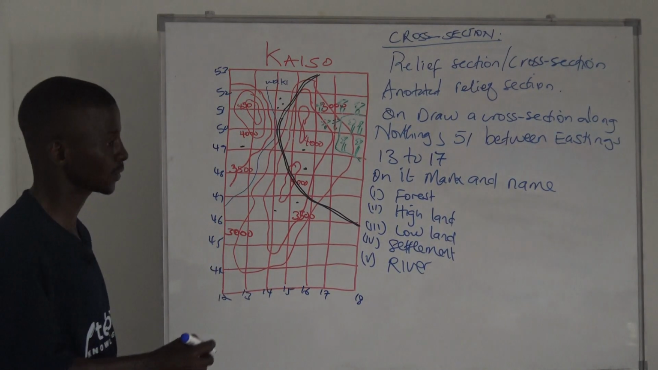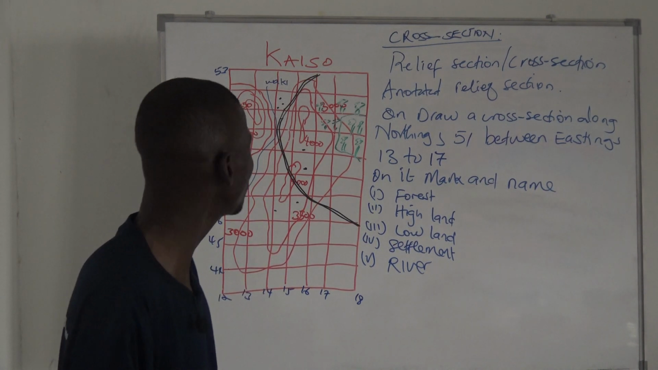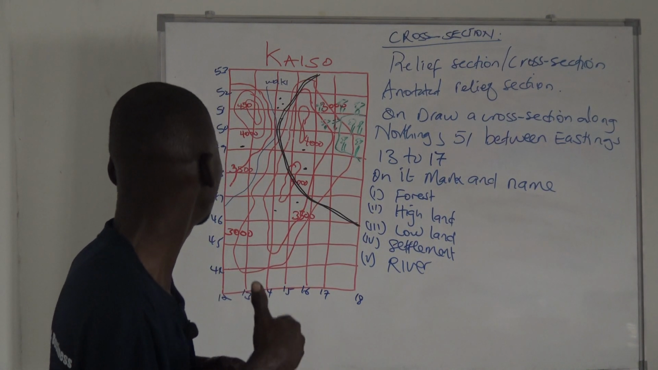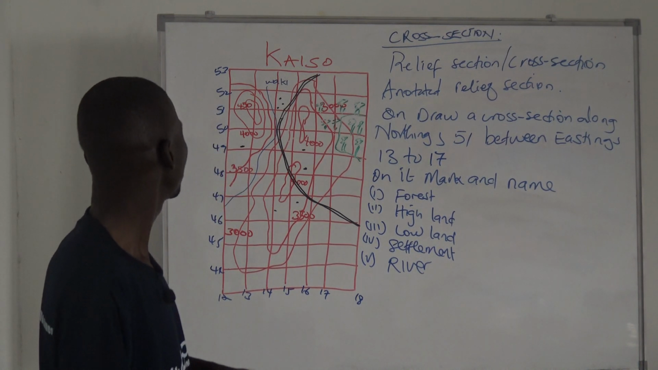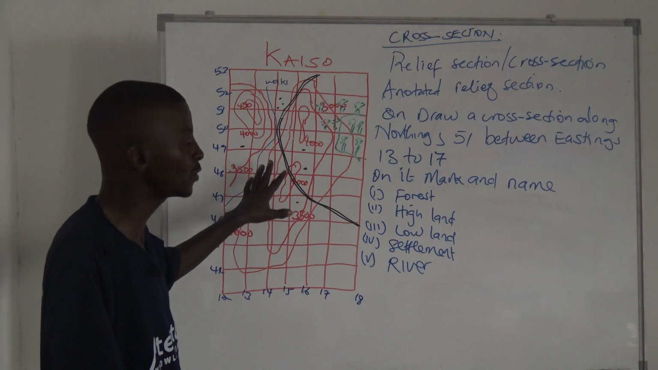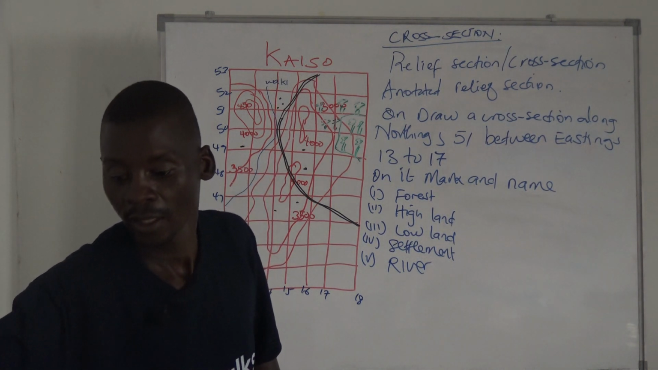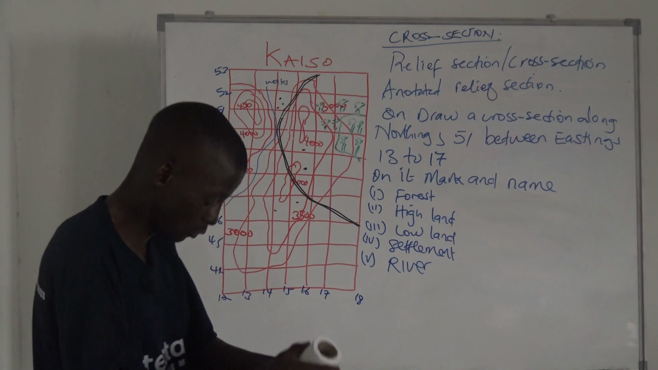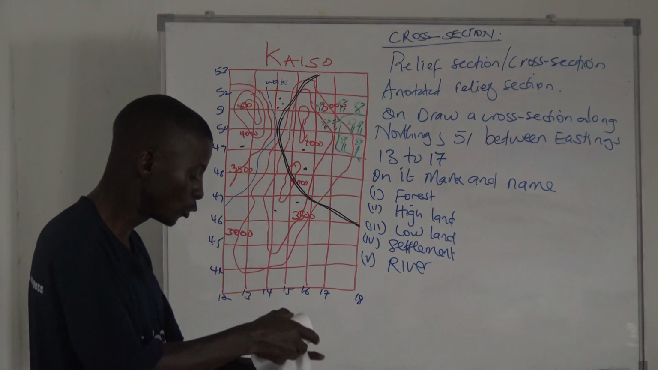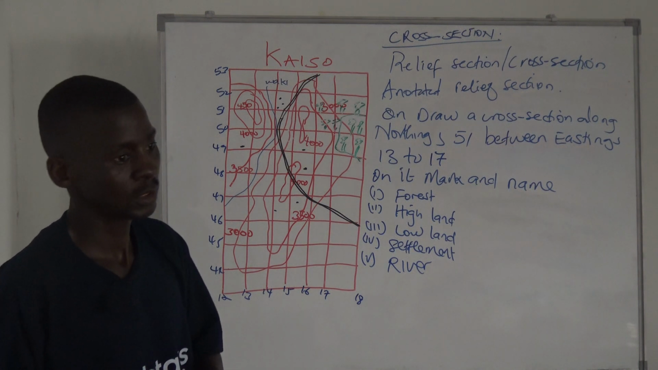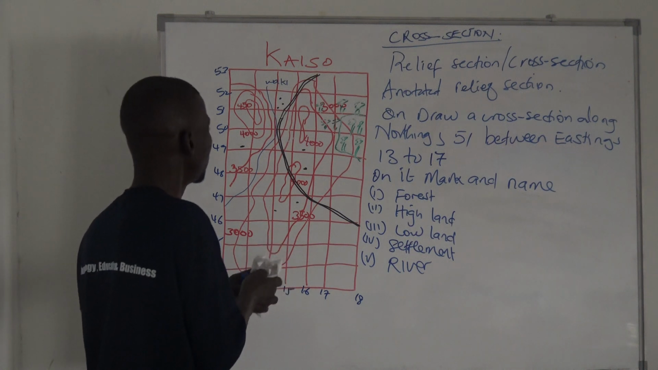And many other things. So if such a question comes, it is a question that takes a lot of marks. It replaces a question of draw sketch map. If they don't set draw sketch map, they will set a cross section. So in that case, you should be confident with all of them. So how do you handle such a question? That's what we are going to learn today.